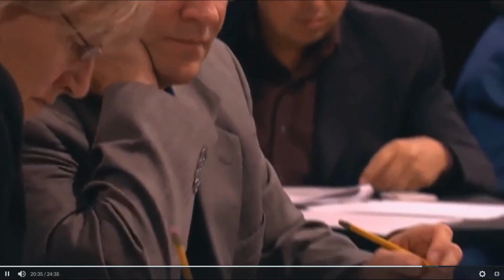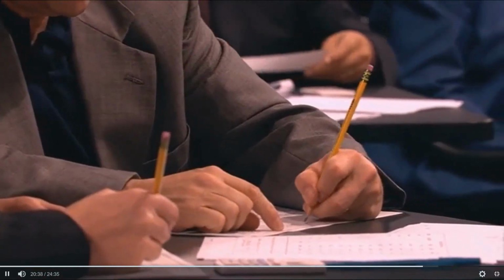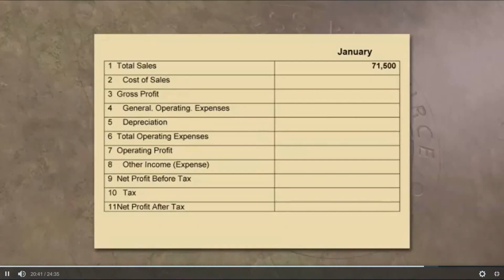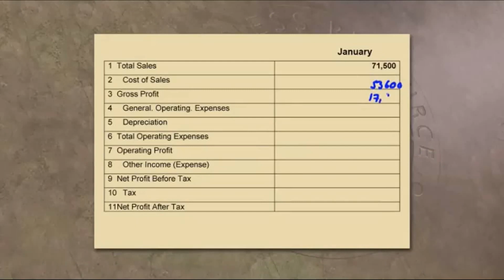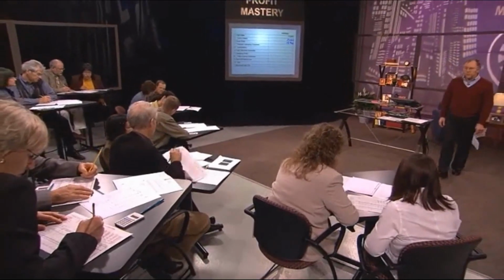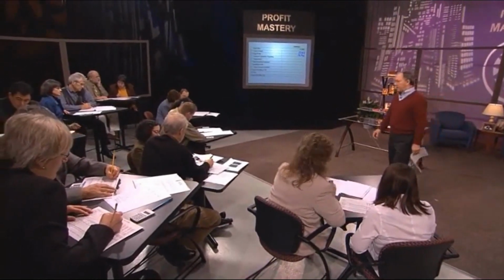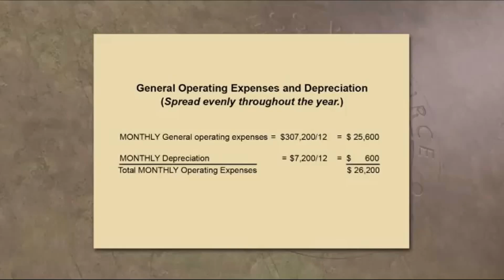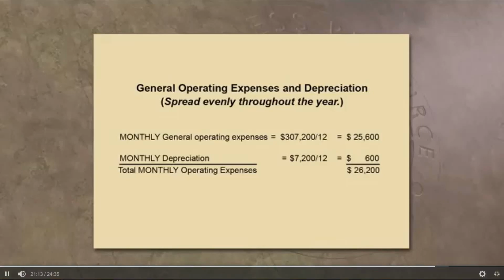So somebody help me. Cost of sales, January, what is it? 53 what? 53.6. Leaving a gross profit of 17,900. Now, to figure out how he spread his general operating expenses, we need to look at the very bottom of that same page. It tells us that the general operating expenses and depreciation are spread how? Equally, meaning divide by 12.